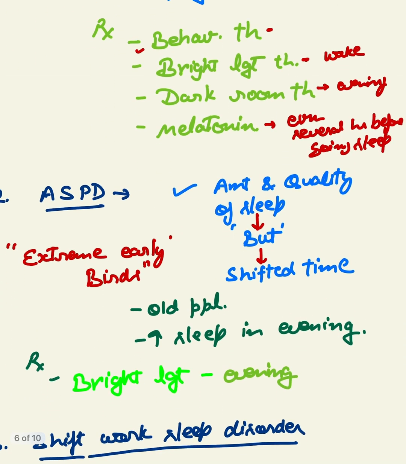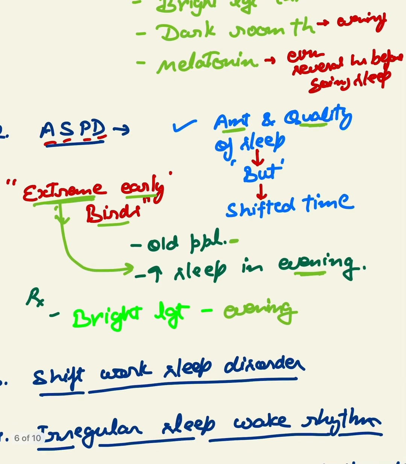Coming to the next, that is advanced sleep phase disorder. These kinds of people have the right quality and quantity of sleep, but there is shifted time. Shifted time means these are extreme early birds. They rise from the bed too early, and these are generally old people. And why do they rise early? Because there is increased sleep in the evening hours, even in social gatherings, and in the evening hours they tend to sleep earlier, right?